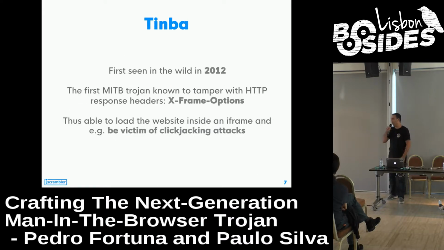The second one I would like to highlight is Tinba. It was first seen in 2012. And it's special because it was the very first one to tamper with HTTP headers. It actually only removed one very specific header, the X-Frame-Options, which allows the attacker to load the website inside an iframe, for instance. And then they can pursue a clickjacking attack against the website.